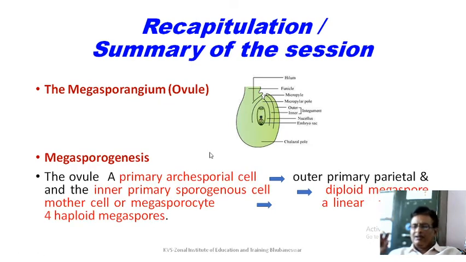Let us build up the concept of megasporogenesis once again. In an ovule, inside the nucellus, a primary archesporial cell is formed, which divides into 2: the outer primary parietal cell and the inner primary sporogenous cell. That inner primary sporogenous cell, also called the megaspore mother cell, is diploid. It divides by meiosis and forms a linear tetrad of 4 haploid megaspores.